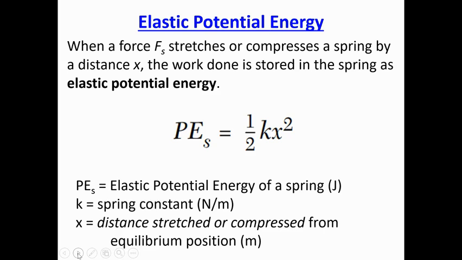In other words, when a force, Fs, spring force, stretches or compresses a spring by some distance x, the work done is stored in the spring as elastic potential energy. And we can calculate just how much elastic potential energy is stored using this equation, where elastic potential energy, like all other forms of energy, is measured in joules. Spring constant is still measured in newtons per meter, and the distance stretched or compressed is measured in meters.